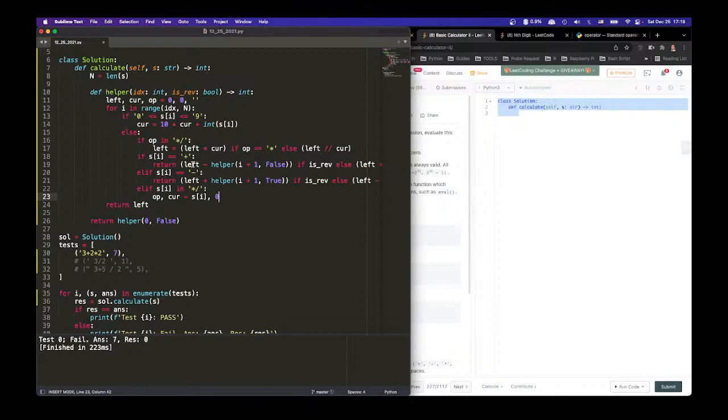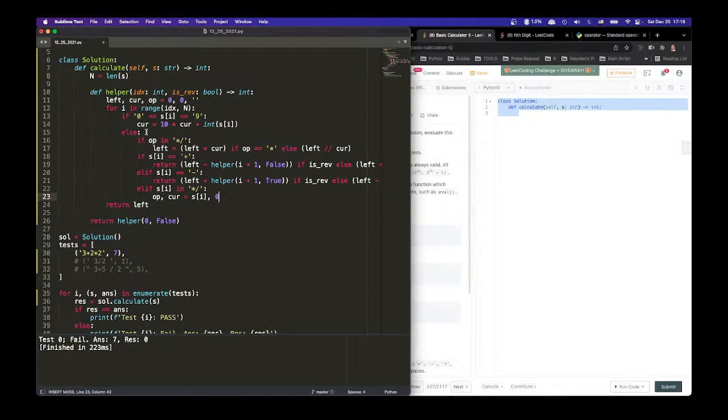I have current, right? And then if it's this, then we need to, hold on. So we accumulate the current, and then we hit this. It should be, right, when it's not, that means the number is done.